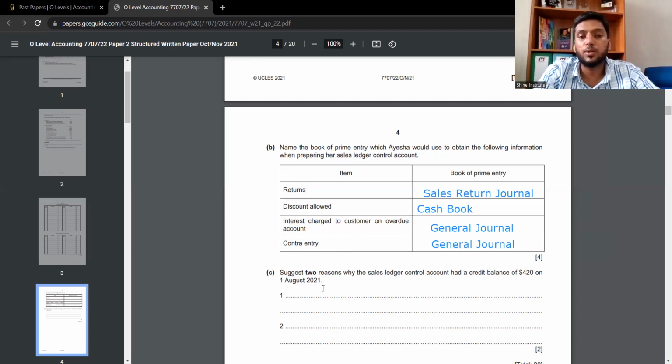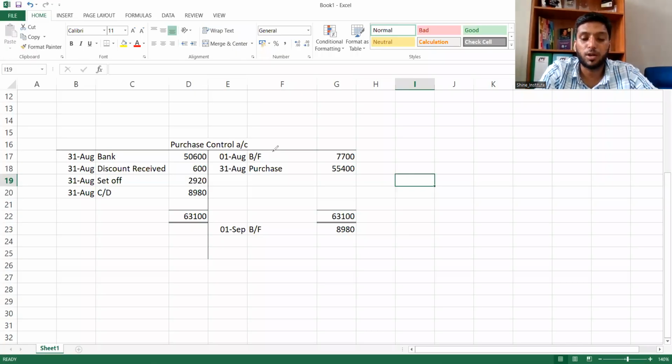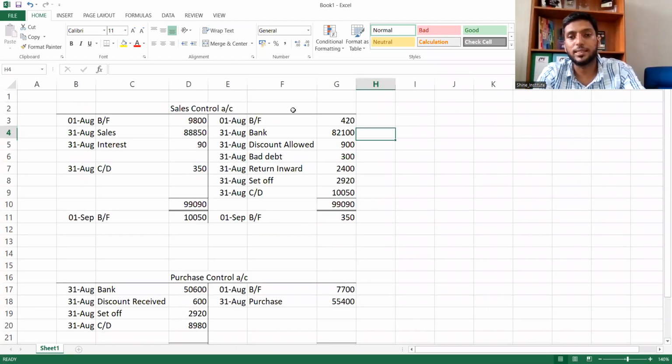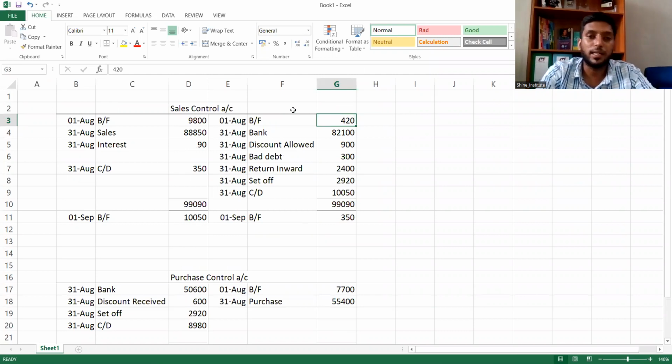And the next part we need to discuss: just 2 reasons why the sales ledger control account had a credit balance of 420 on 1st August 2021. When we started the books of account, you all remember when we did the sum here, there was a balance brought forward. I'll show you. Yeah. There was a balance brought forward on the credit side. So the examiner is asking, why does the balance brought forward come on the credit side? What might be the reason?